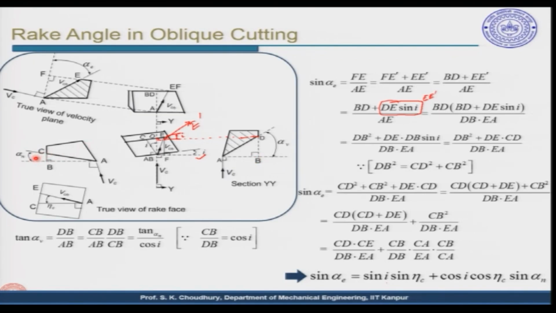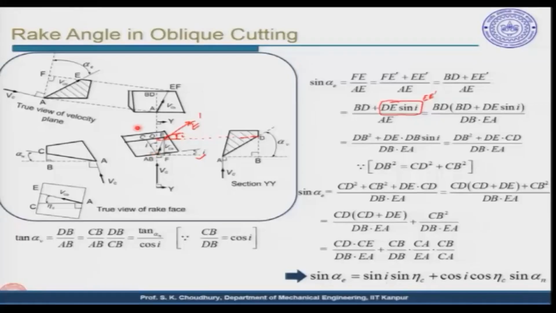Normal rake angle is measured in a plane normal to the cutting edge. If you take a plane which is normal to the cutting edge, let us say this plane, along this plane this will be the view, or this will be the section. Since here it is a view, it is not hatched. In this view, or in this section if it is taken as a section, the angle between the rake face and a line perpendicular to the cutting velocity vector is alpha n, the normal rake angle.